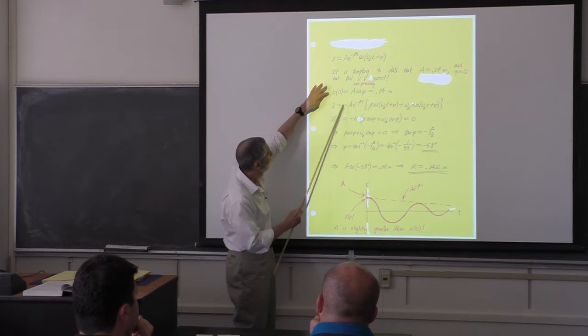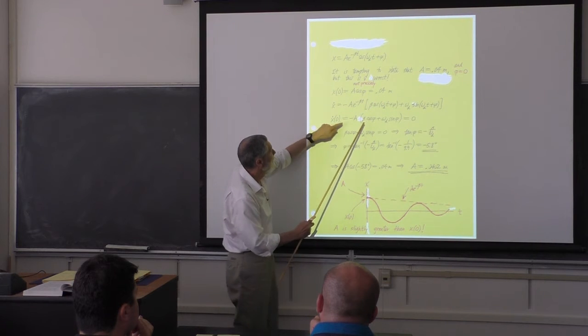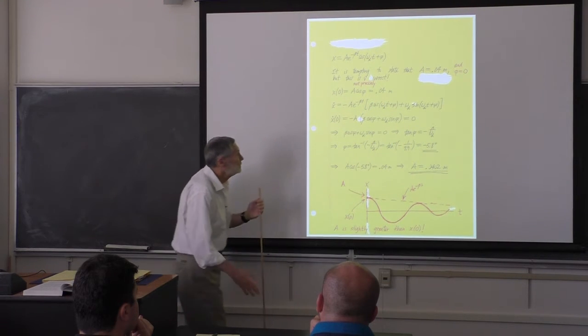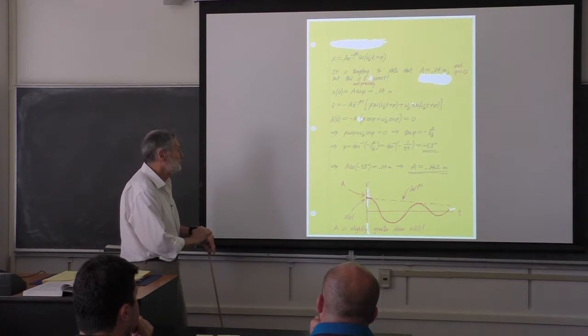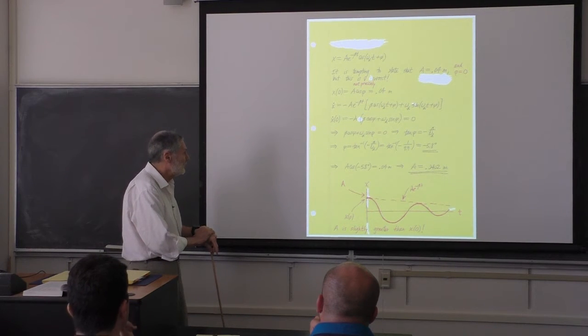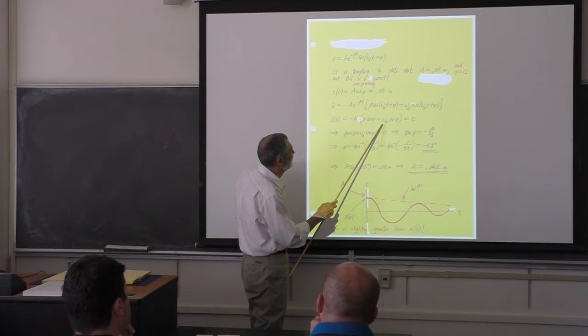So here we have 2 equations. Here are the initial conditions. Here's one equation, here's a second equation, and we have 2 unknowns: the quantity A, I don't know if I should call it the amplitude, the quantity A here, and the phase phi.